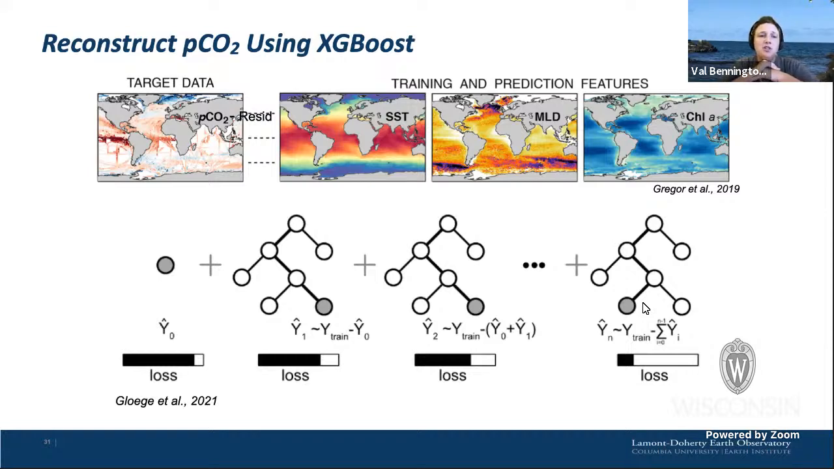And XGBoost is just a long ensemble of these decision trees where your actual final guess is the sum of your initial guess plus the sum of all your adjustments, right? So these are very simply a sum of all these adjustments and your initial guess. So we're doing this with the residual.